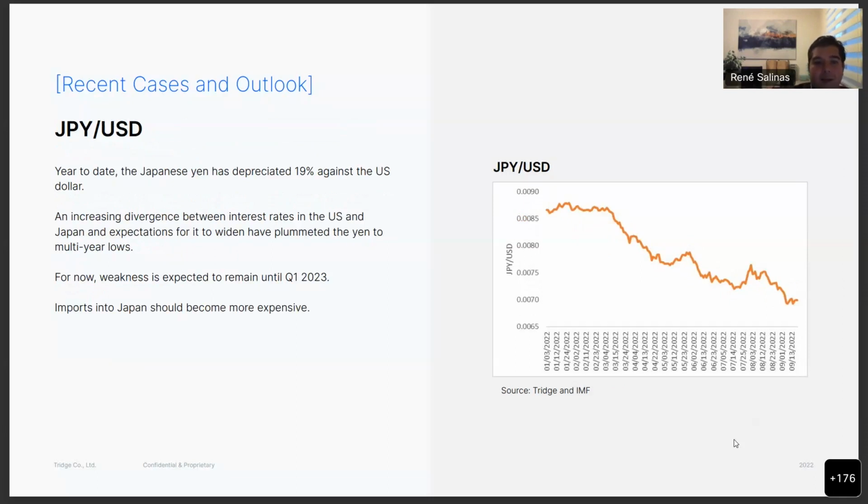Now let's talk about the Japanese yen. This currency has been one of the worst hit against the US dollar. It has weakened as a result of an increasing divergence between interest rates in the US and Japan. Japan is not planning to raise interest rates, and there are expectations for this gap to widen. For now, weakness is expected to remain until Q1 2023. So imports into Japan should become more expensive.